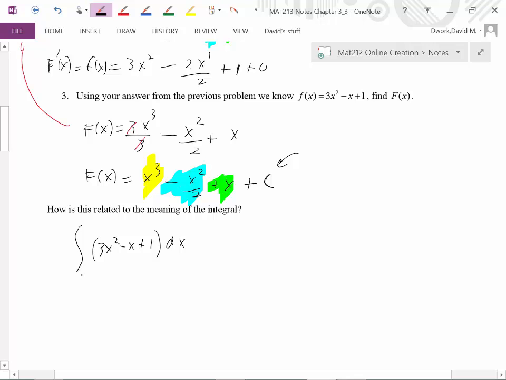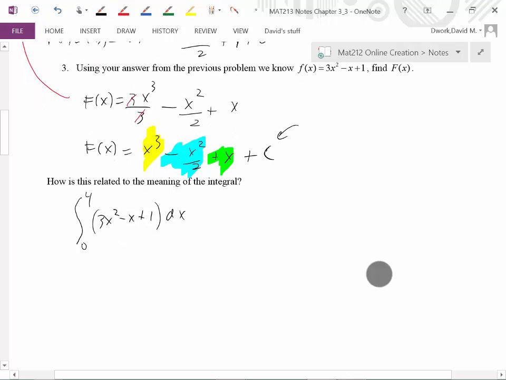And we would always have it going from some value, 0 to 4 maybe. So can we now do this problem? All right, so how would we do this? Well, we need to know what the capital F of x is. Oh, we know how to do that. It's right up here.